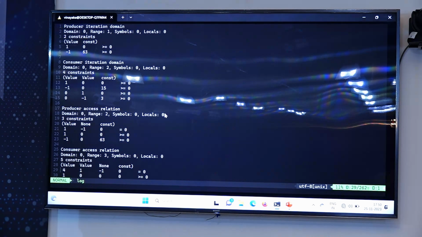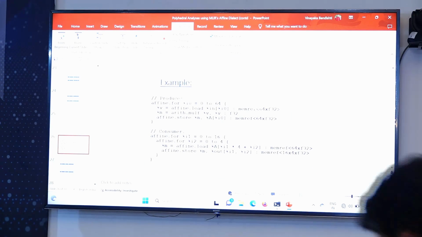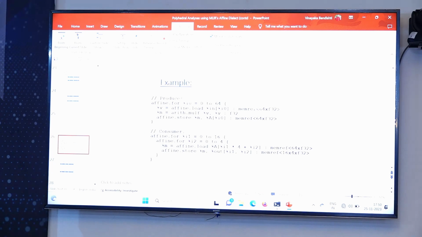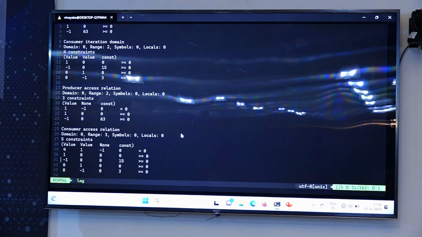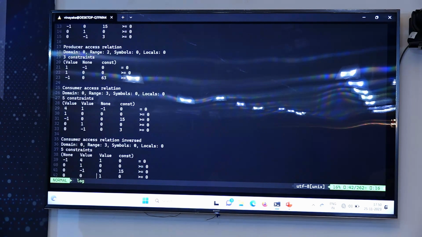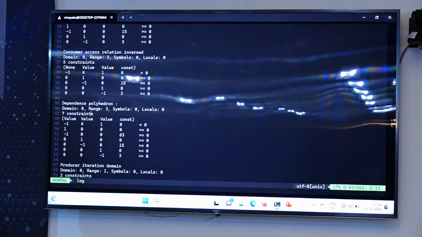Consumer access relation is a little more interesting because load A here, it is 4I1 plus I2. Am I running out of time? This is the consumer access relation. Again, all these things are inequalities, and this is 4I1 plus 1I2 is equal to M. We'll construct this and we'll see.